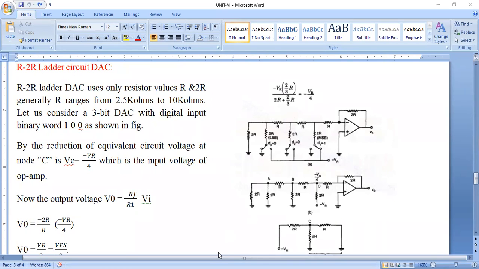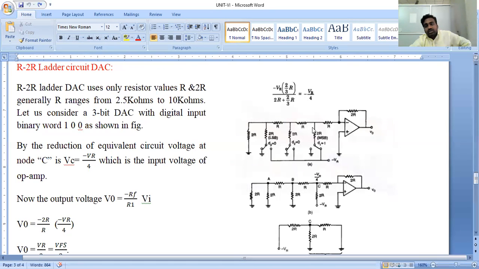If we observe the output voltage with respect to the input, the output voltage V0 is equal to Rf divided by R1 into Vi. This is nothing but the output voltage of a non-inverting type operational amplifier. Next, what is the value of the feedback resistance here? The value of the feedback resistance is 2R, and the value of the input resistance is R.